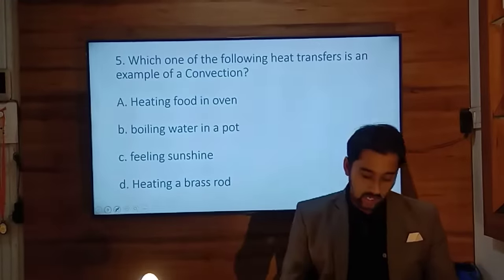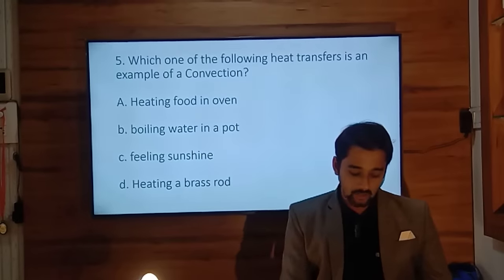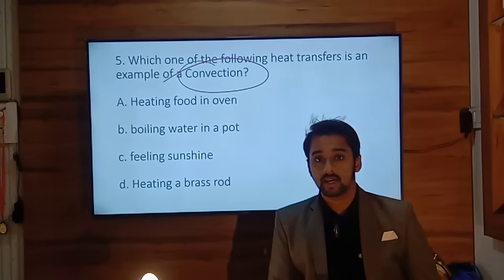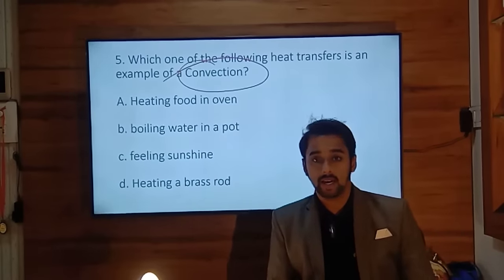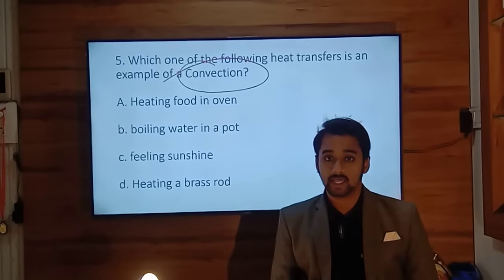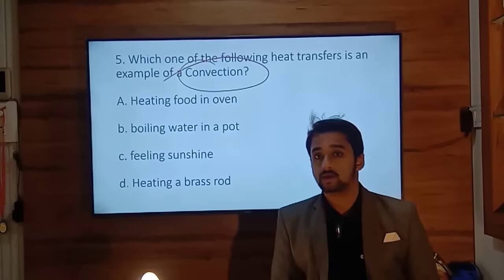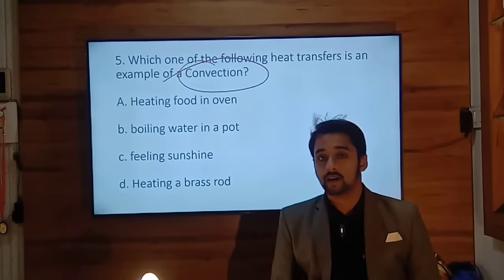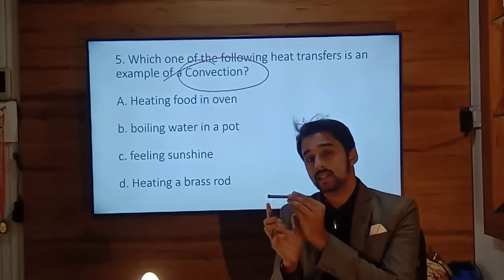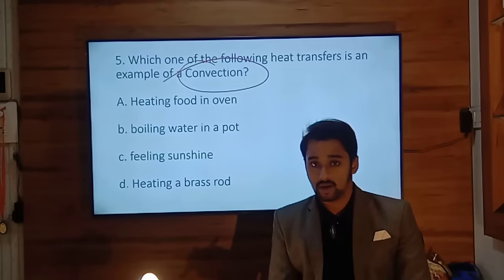Question number 5. Which one of the following heat transfers is an example of convection? Now we know there are three modes of transfer of heat: conduction, convection, and radiation. An example of radiation is the sunshine, the transfer of heat from the sun to earth. After that we have conduction. When one end of the object is heated, the other end will also get heated after some time. That is through the process of conduction.